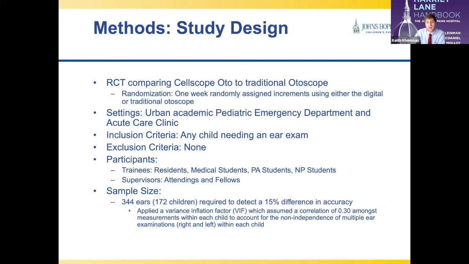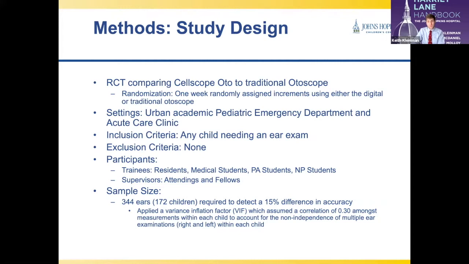We did this in an academic, urban pediatric emergency department and acute care clinic. We included any child that needed an ear exam, and that was determined by either the trainee or supervisor. There were no exclusion criteria. For the participants of the study, we used residents, medical students, PA students, and NP students, all the people who typically rotate through our emergency department. We had supervisors that were attendings from pediatric emergency medicine, general academic pediatrics, and also fellows from both of those divisions as well.